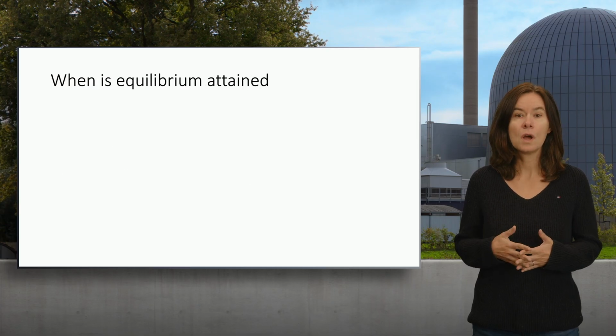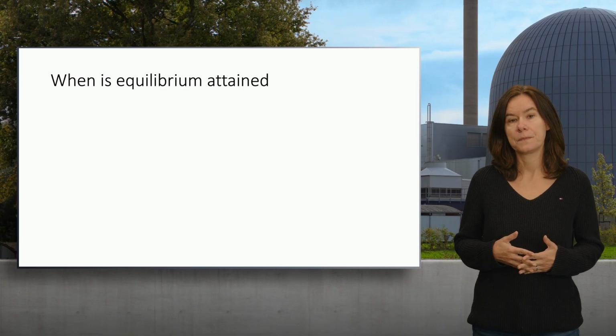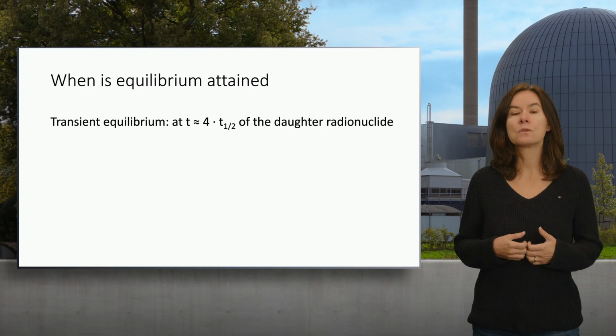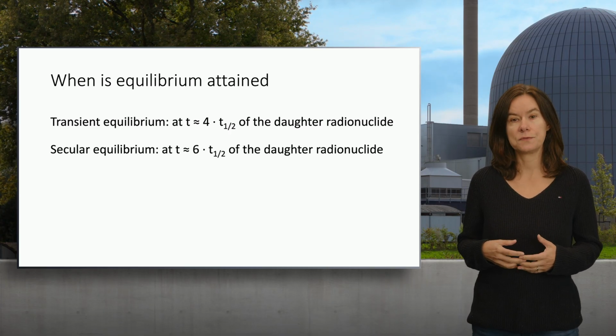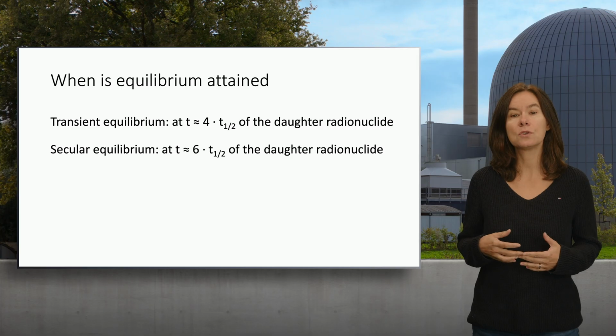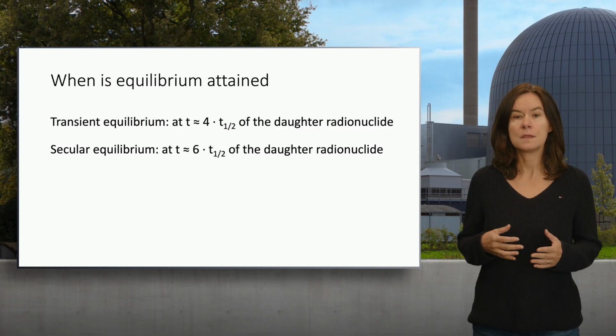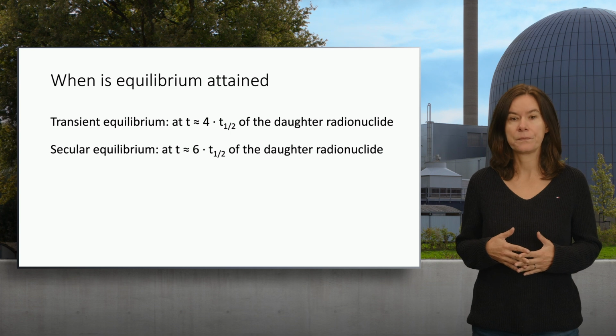But how do we know when equilibrium is attained? In the transient situation, equilibrium is achieved at 4 times the half-life of the daughter radionuclide. For the secular situation, equilibrium is achieved at 6 times the half-life of the daughter radionuclide. Now let's have a look at the different situations and discuss some examples.